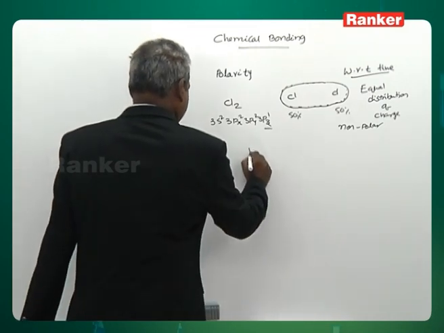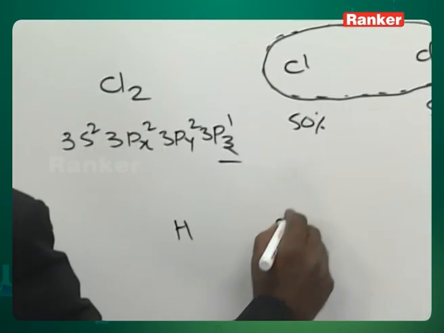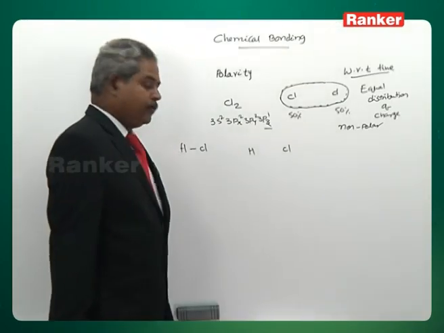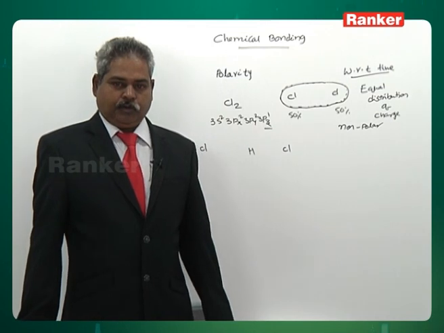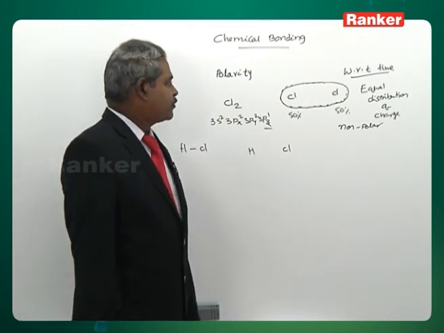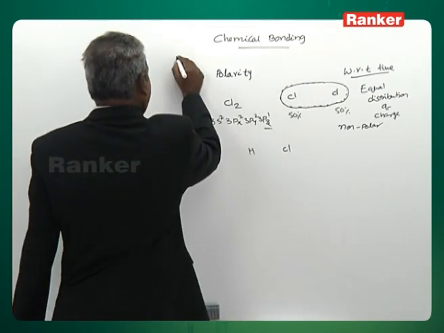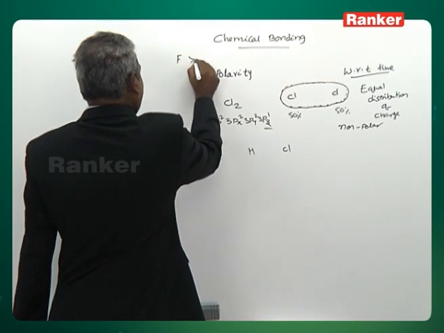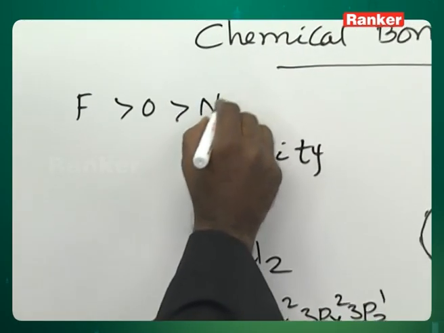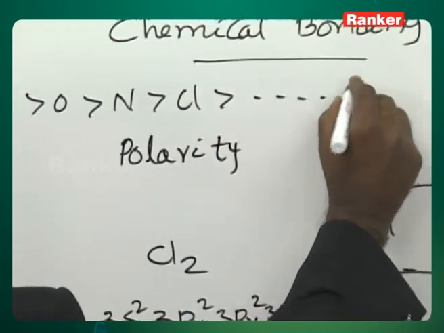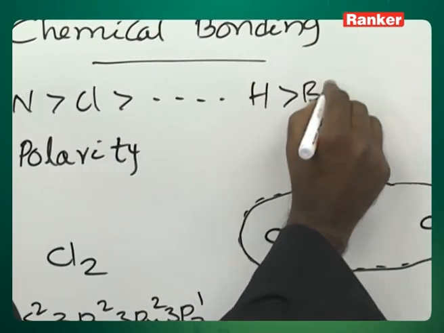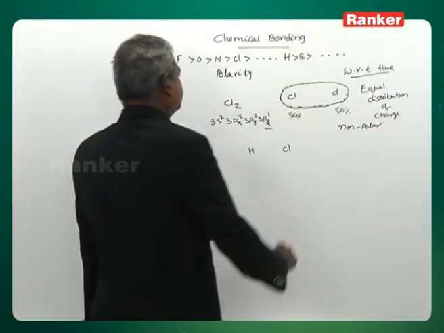Look at hydrogen and chlorine. Between hydrogen and chlorine, we all know that chlorine is more electronegative. How to remember the order of electronegativity? Look here. F greater than O greater than N greater than Cl greater than hydrogen greater than boron, like this.